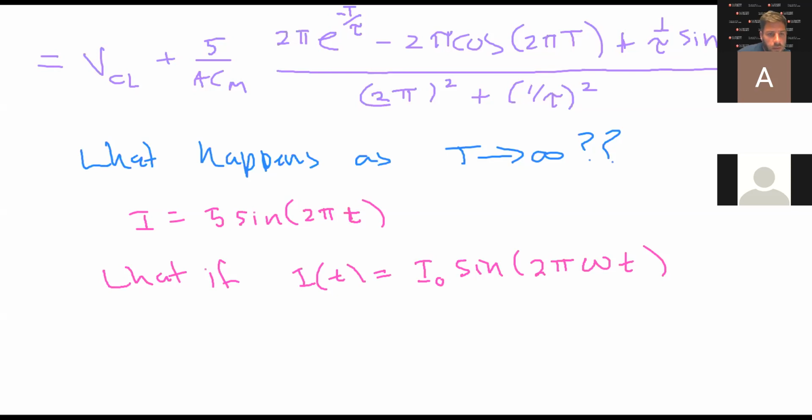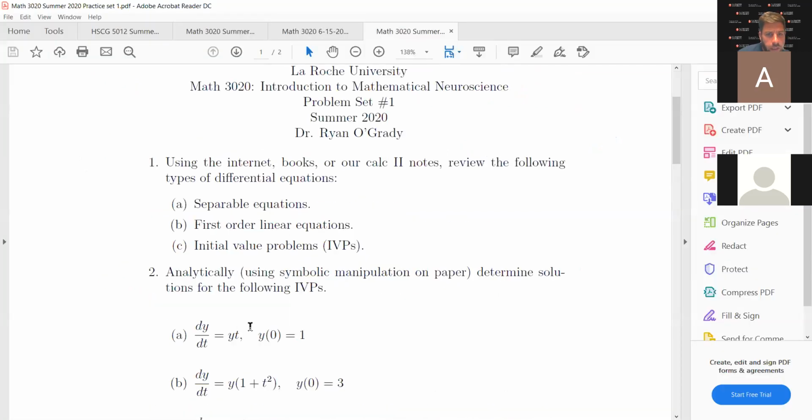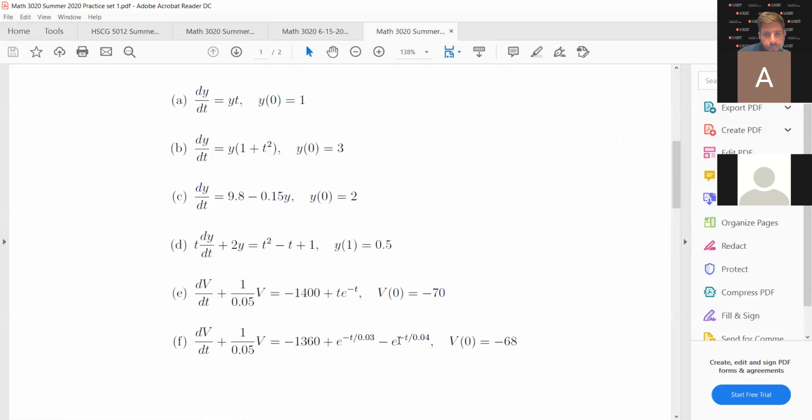I lost it. Where'd it go? Oh, here it is. So if you look at homework 1, and you look at problem E and F. These are different inputs. The first input here is the input t e to the negative t. So let me explain that to you.